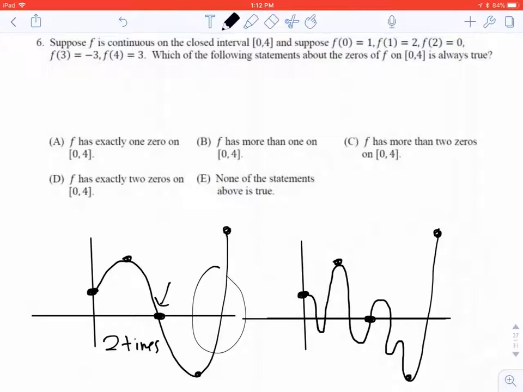Let's see. Exactly 1? I don't think so. Exactly 2? Well, it's exactly 2 in the first picture, but I showed in the second picture that it could be more than that. Has more than 2 zeros? It might. It doesn't have to. The only thing that's certain is that it has more than 1.